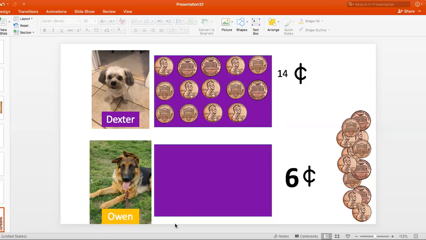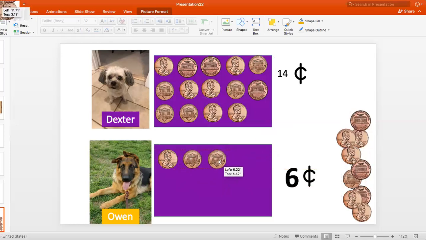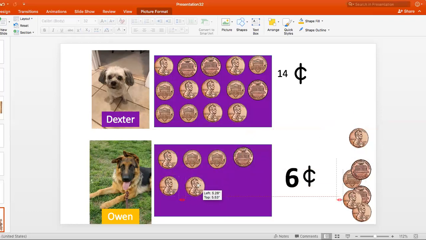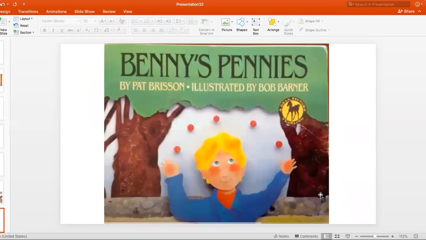Our next dog at the pet store is Owen. Owen is worth 6 cents. We need to count the pennies until we reach 6 cents. We've got all different kinds: the fronts, the backs, some with the shield, some with the Lincoln Memorial. I'm going to count out 6. 1 cent, 2 cents, 3 cents, 4, 5, 6. 6 pennies equals 6 cents. So Dexter costs 14 cents. Owen costs 6 cents. All right, we're going to look at a story called Benny's Pennies.